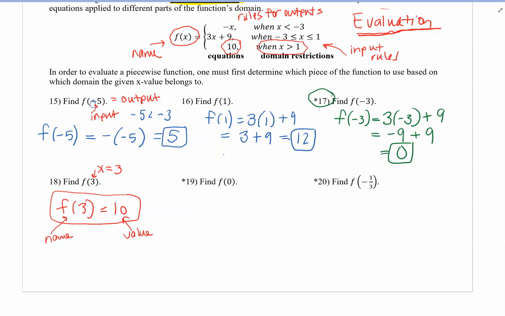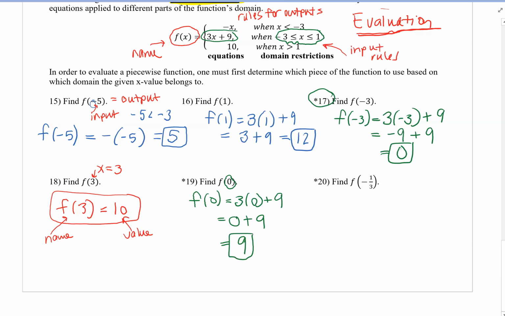Okay, so in 19, we're given an input of 0. So I have to go up to these input rules and figure out which one it would belong to. So an input of 0 would fit in between -3 and 1, right? That's an input between -3 and 1. So then I would use the middle expression to evaluate it. And I would just plug in 0 for x. And I get 0 plus 9, which is 9. So that's my answer for number 19.